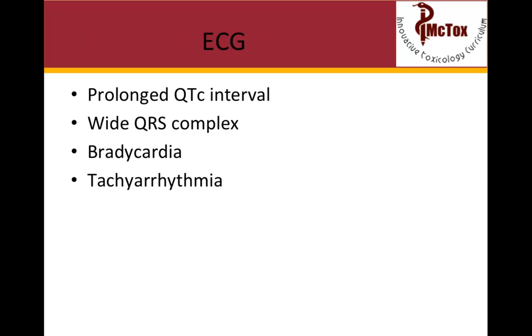There are many indications for an ECG to be done for a poison patient. An ECG may help with diagnosis and management decisions and should be taken in all patients who present with a deliberate self-poisoning or altered GCS of unknown etiology. ECG findings, including prolonged QT interval, wide QRS complex, bradycardia, or tachyarrhythmias, can give clues to the underlying toxin present.